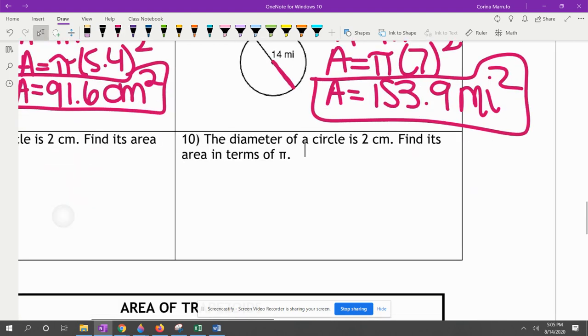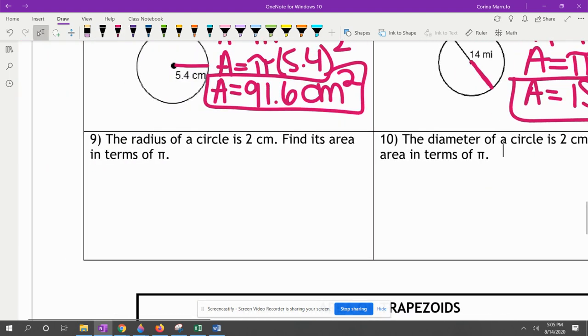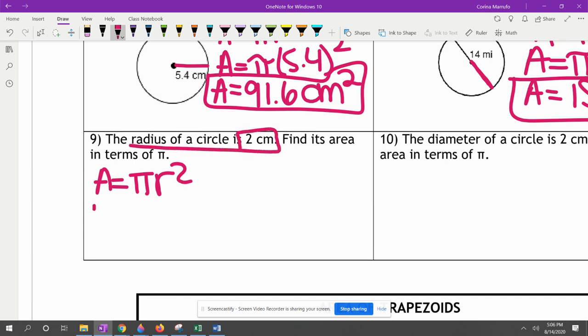All right, next one. It says here the radius of a circle is 2 centimeters. Find its area in terms of pi. So this time we're leaving it in terms of pi. So we have the area equals pi r squared. They tell us here that the radius is 2. So we write it as area equals pi 2 squared. Well, 2 squared gives us 4.